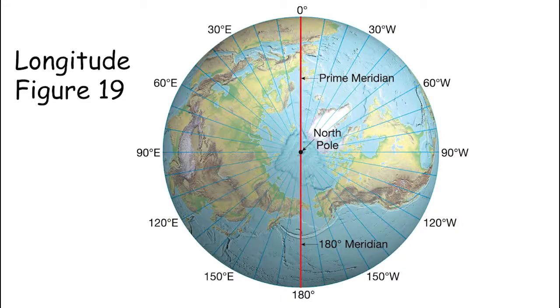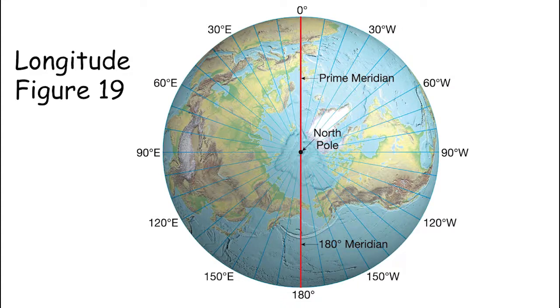So let's look at figure 19. This figure also shows you how longitude goes 180 degrees. This is a top view of the Earth with the North Pole in the center. The prime meridian would be this line. This is the longitude that is opposite the prime meridian.